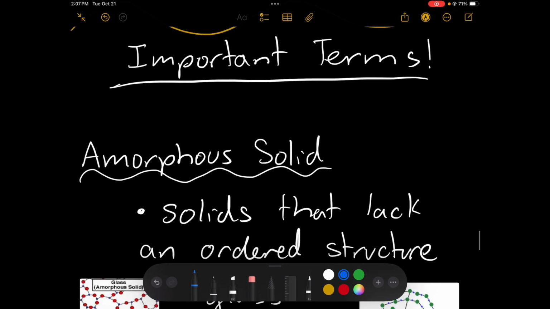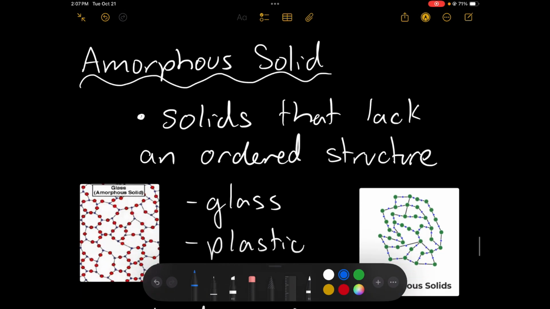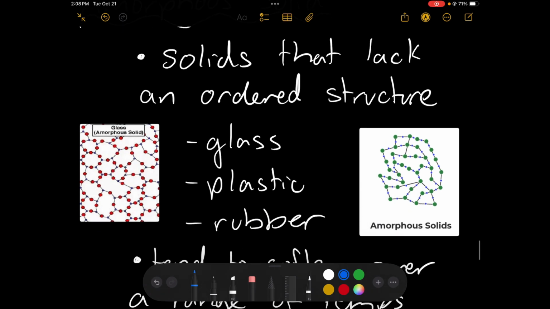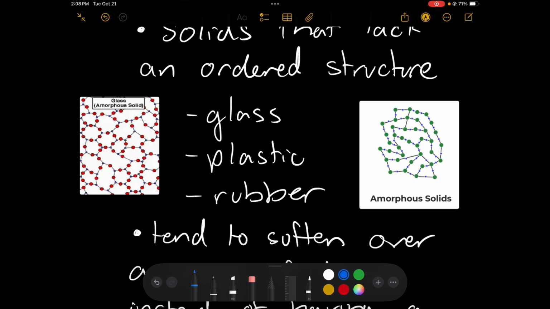A couple of important terms to know about solids. There are two main types of solids that we can group each of the four that I've already talked about into. So the first is called an amorphous solid. An amorphous solid is a solid that exists, but it lacks an ordered structure. A couple of examples of amorphous solids that you've heard of would be glass, plastic, or rubber.